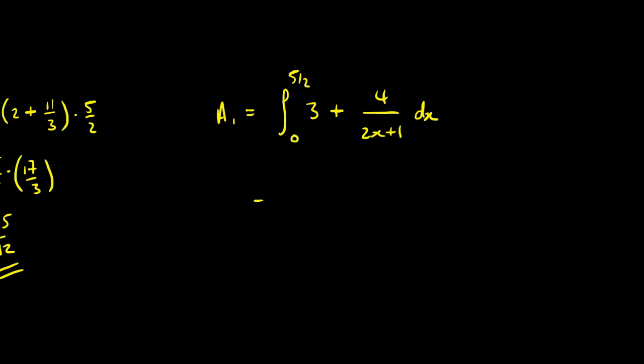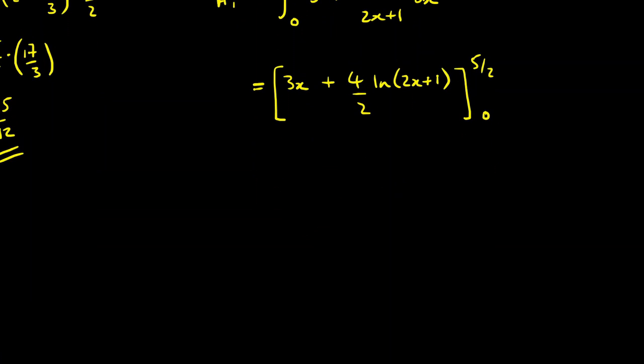Now, if I integrate 3, I'm going to get 3x. If I integrate this thing here, I'm going to get a ln 2x plus 1. I take the coefficient of the x, which is 2, and I divide by 2. So that's going to be my integral. I'm doing that between 5 upon 2 and 0.